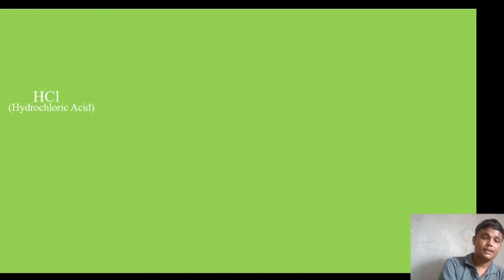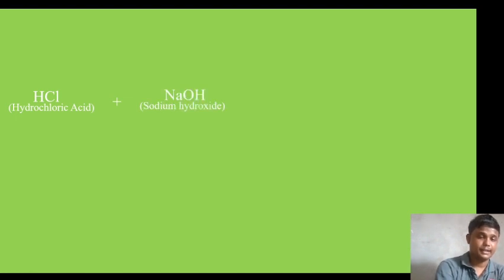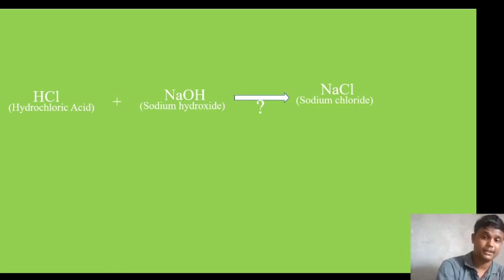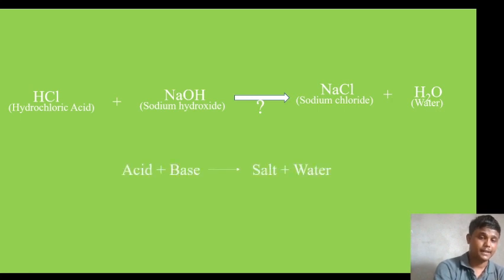Now, hydrochloric acid, which is an example of an acid, and sodium hydroxide, as a base, mix. What happens? NaCl is formed. That is the table salt that we use in our daily life, along with H2O. So salt is the compound formed by mixing acid and base. So acid plus base forms salt plus water.